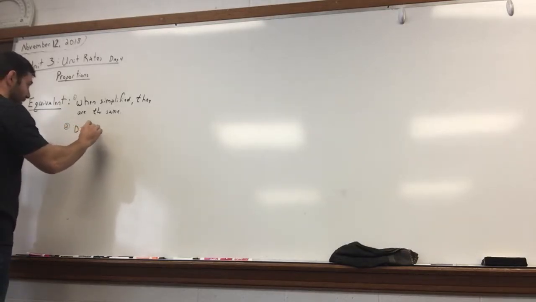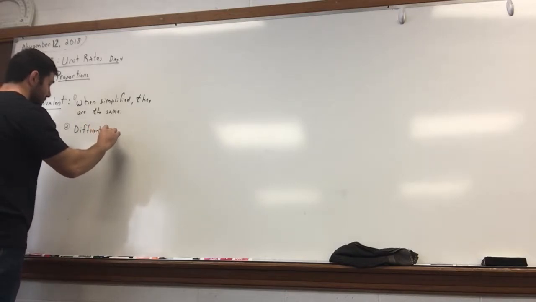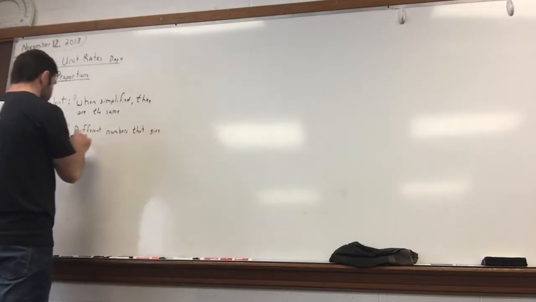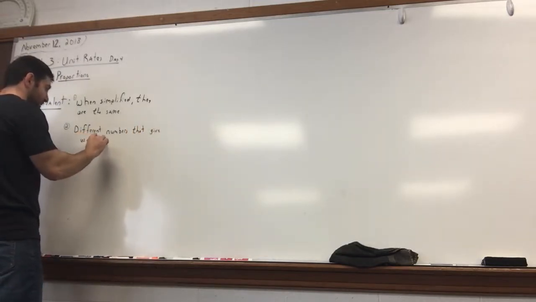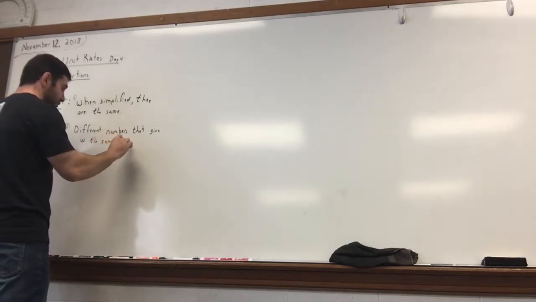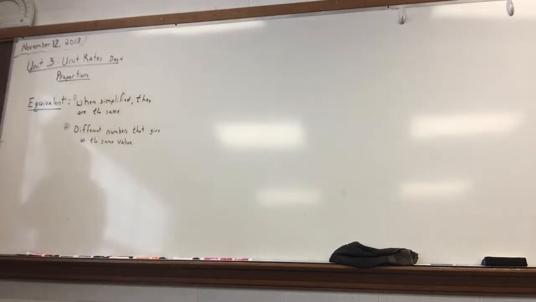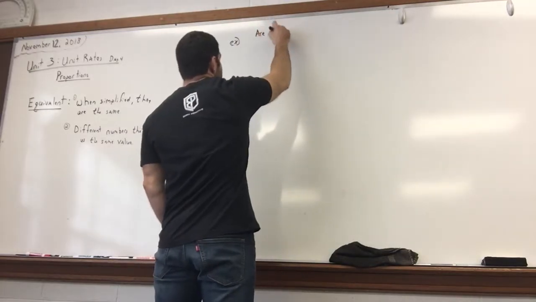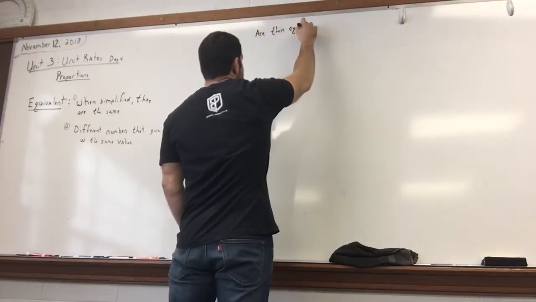The second way is different numbers that give us the same value. Okay? So it's going to look different, but when all is said and done, they'll give us the same value at the outside. Okay? And the easiest example are fractions. And it's going to say, are these equivalent?